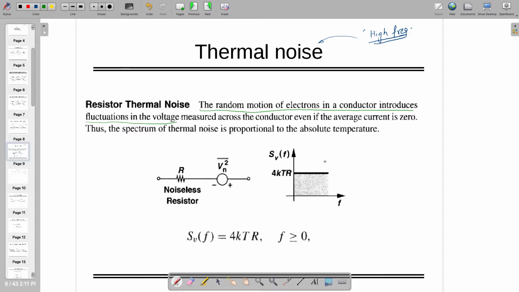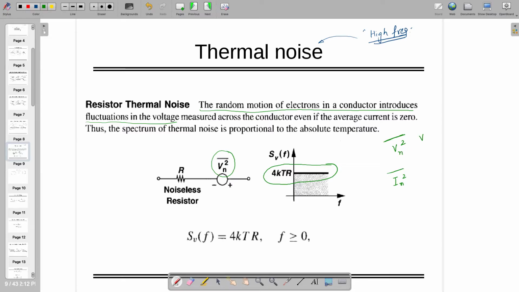And there is an approximation that it's going to be equal to 4kTR when drawn as Sv of f, and it has been symbolized as Vn square with a line on top of it. You can make this one also.